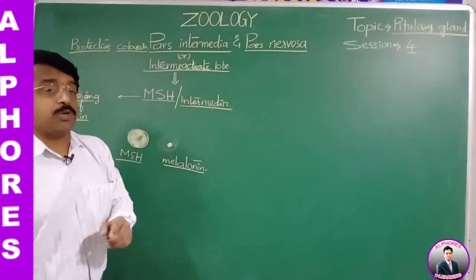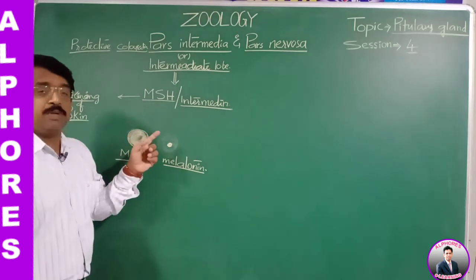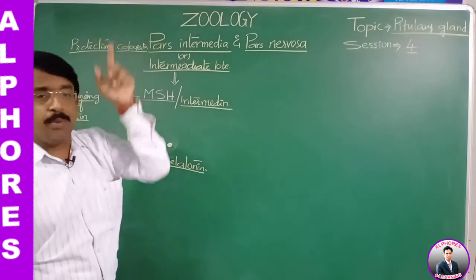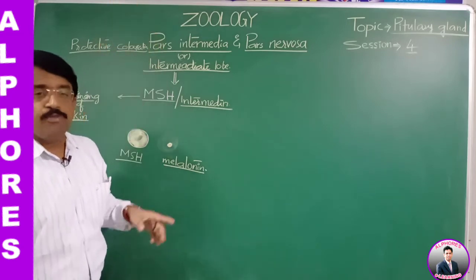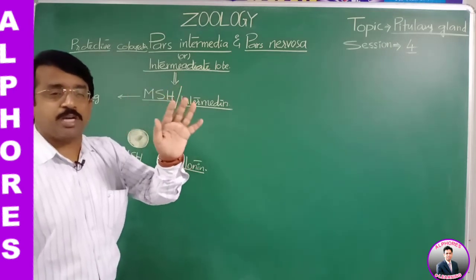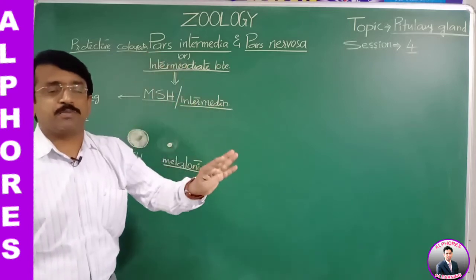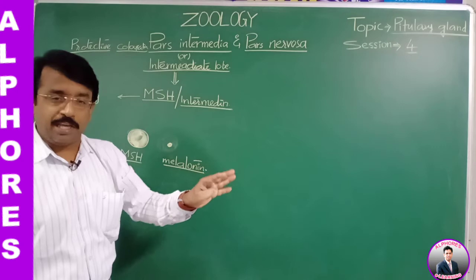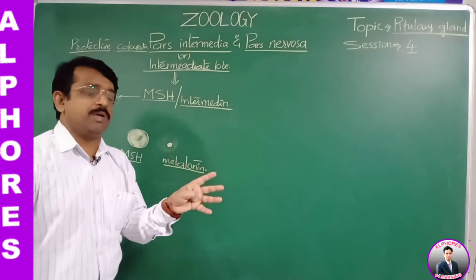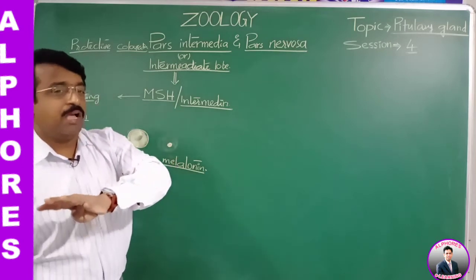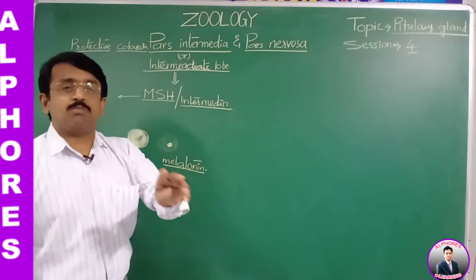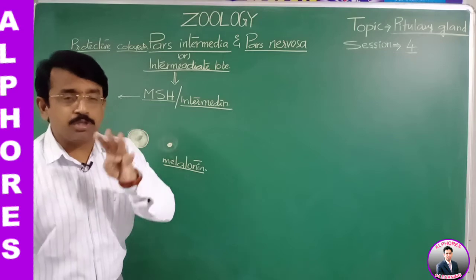And one more point to remember, this melanocyte stimulating hormone is regulated by a releasing hormone and an inhibitory hormone of the hypothalamus. We have seen that from the hypothalamus, the neurosecretory cells secrete 9 hormones: melanocyte stimulating releasing hormone and melanocyte inhibiting hormone, growth releasing hormone, growth inhibitory hormone, prolactin releasing hormone, prolactin inhibiting hormone, next thyrotropin releasing hormone, corticotropin releasing hormone and gonadotropin releasing hormone. These are the 9 hormones.